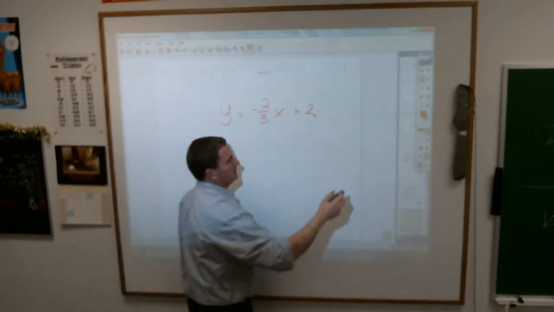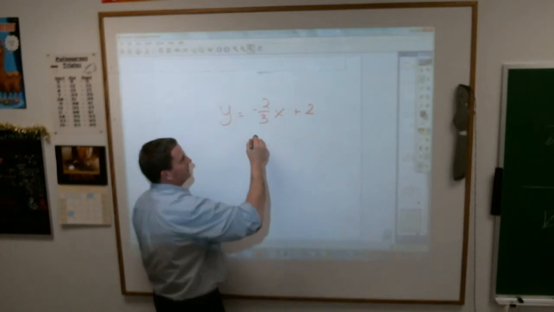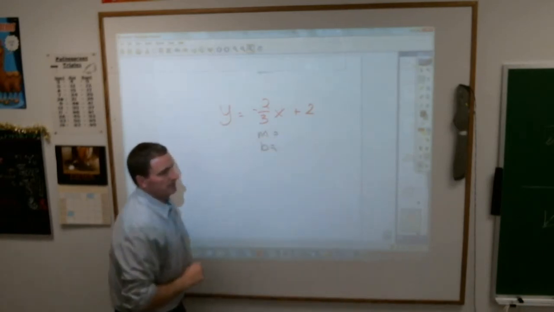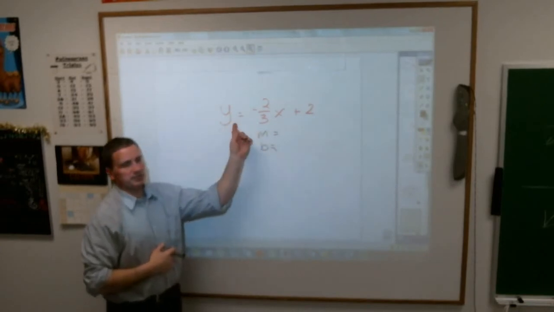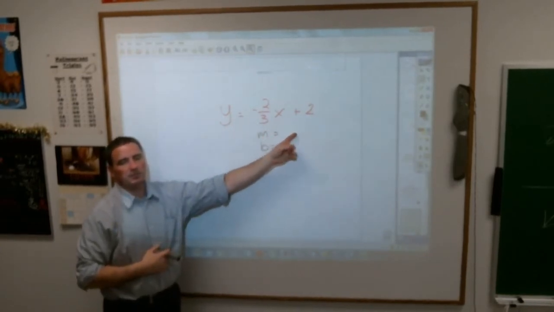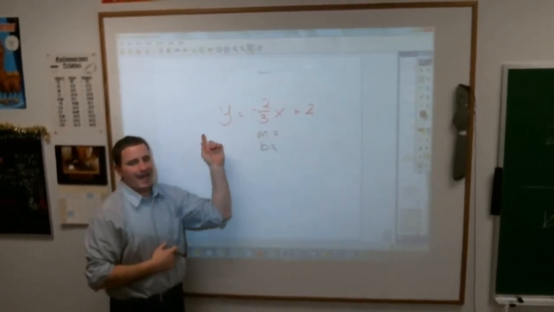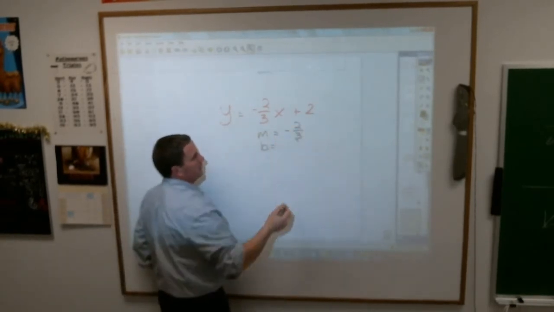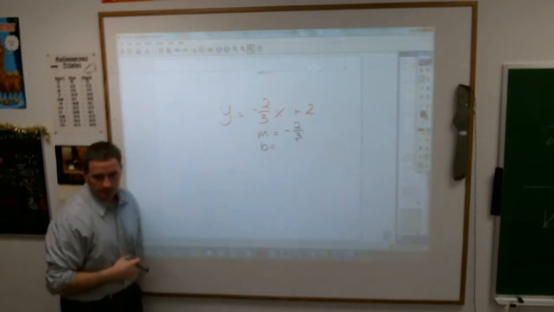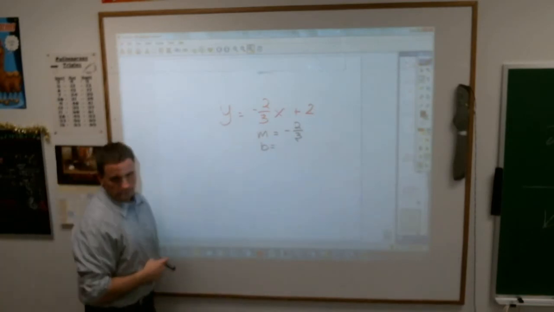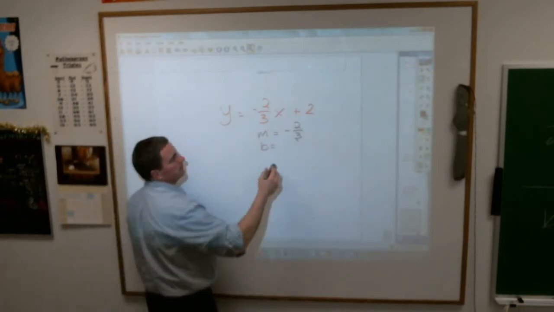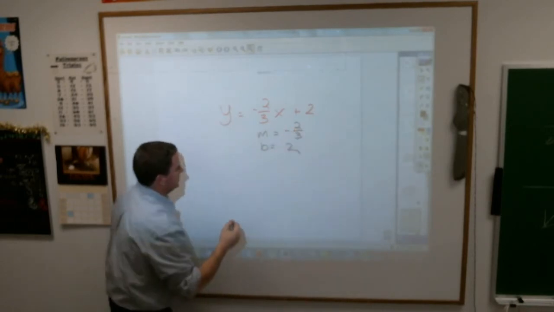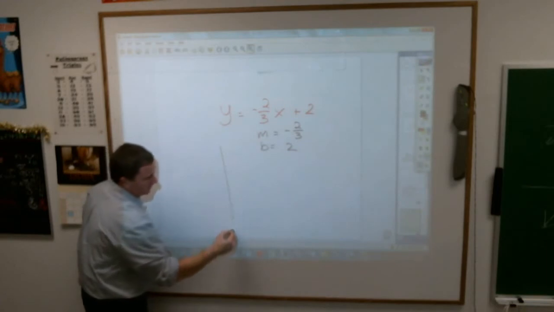What you probably want to do right off the bat is identify both your slope and your y-intercept. What is my slope in this equation here? What is the number that comes in front of the x, Grace? Negative 2/3. And what is the letter B? Eli? Plus 2. Knowing those 2 facts, you can just plot your graph really quickly.